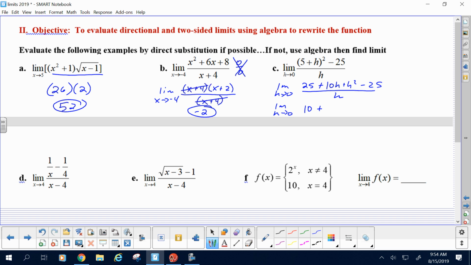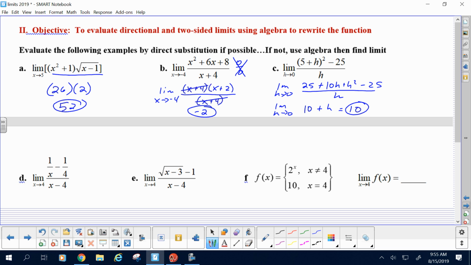10 plus h. Wonderful. Can I direct substitute now? And if so, what do I get, Andrew? Excellent. Okay. Are we cool? So factoring, foiling, another algebra problem.